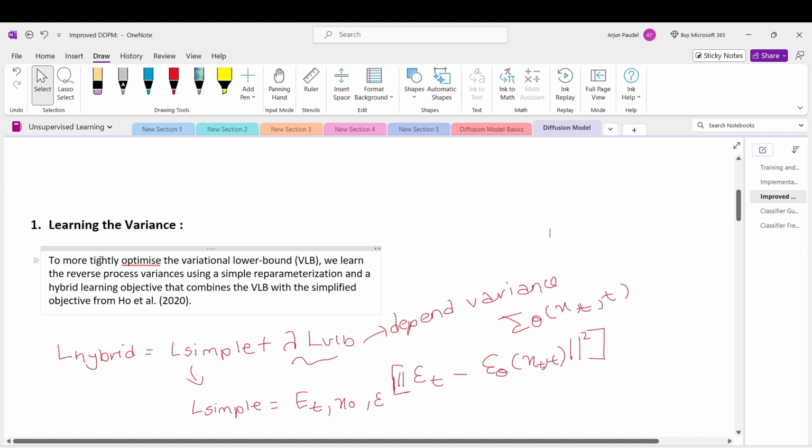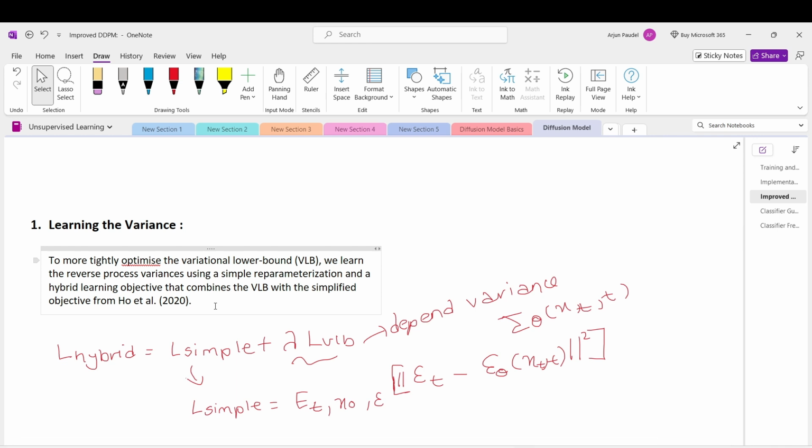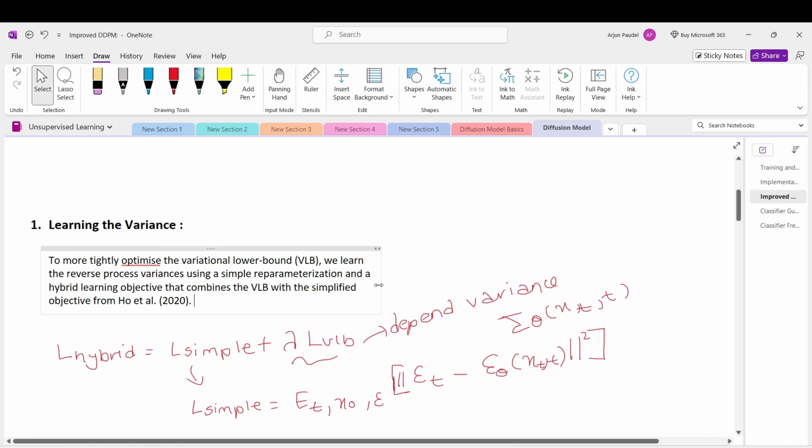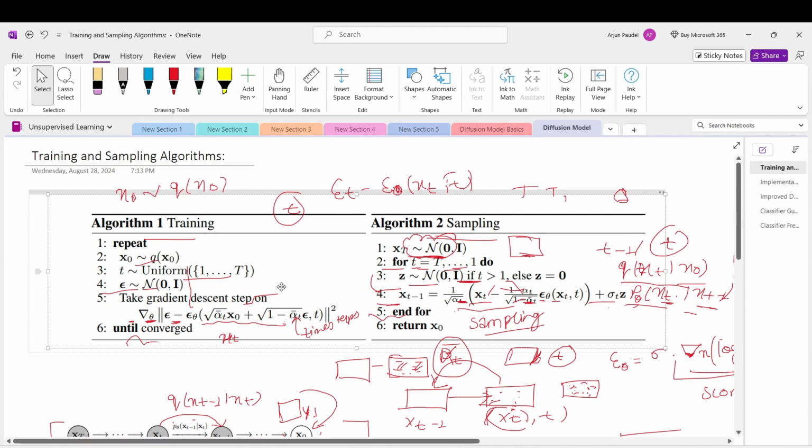And they say that to more tightly optimize the variational lower bound, we learn the process variances using a simple reparameterization and a hybrid learning objective that combines the L_VLB with the simplified objective from Jonathan Ho and his collaborators' paper. So they are saying that to optimize the variational lower bound to its optimality, they learn the reverse process variances using a reparameterization. This is the L simple objective, which does not depend on the variances.